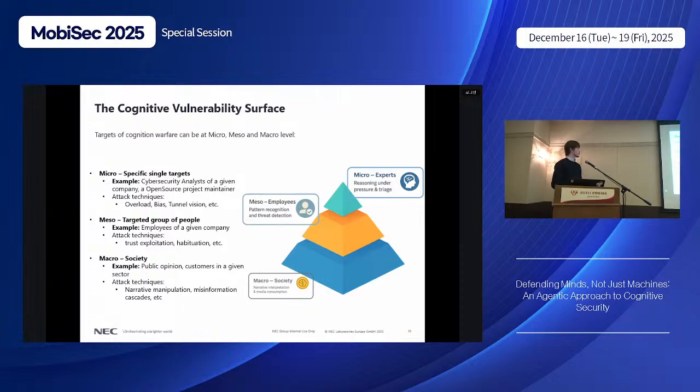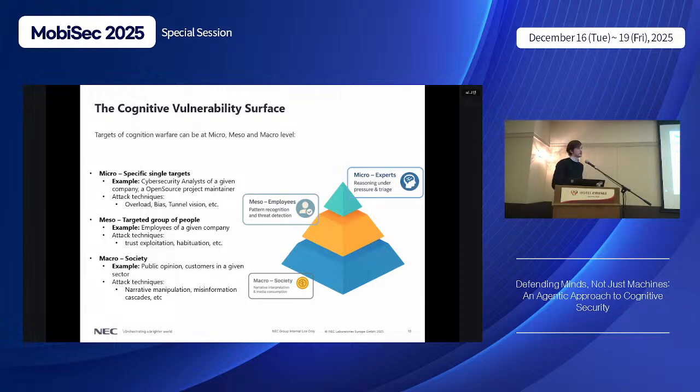On the meso level, we have a targeted group of people, such as the employees of a company. Attack techniques like trust exploitation and habituation are very common in this area. And then on the macro level, we can talk about society, like manipulating public opinion, making disinformation, etc.